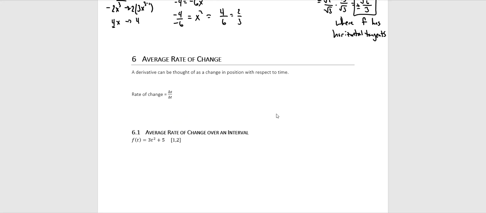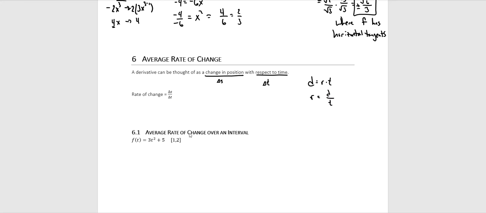Okay. A derivative can be thought of as a change in position. This change in position here is delta s with respect to time, delta t. So a change in position with respect to time. Think about it. Distance is rate times time, but a derivative is just a rate of change: changing distance over a change in time. It totally makes sense, right? This is what we think of as a velocity anyway in math.